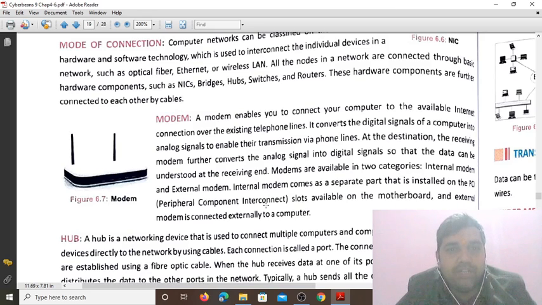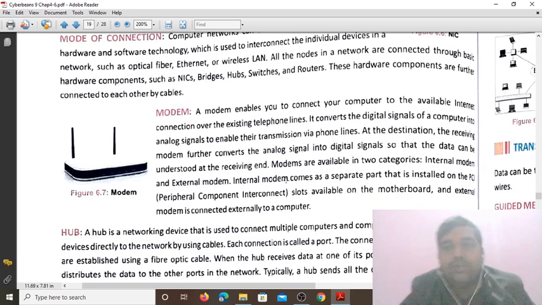Modems are available in two categories: internal modem and external modem. Internal modem carries a separate part that is installed on the PC only.